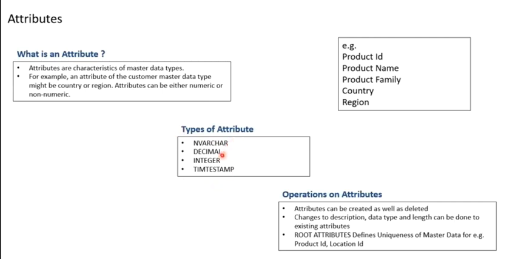So based on those numeric and non-numeric information, different types are there. What kind of information can I save? I can save alphanumeric, decimal, integer, or timestamp as well. So these are the kinds of information we can save. These are just normal examples of attributes. It can be product ID, name, family, or country, region. Similarly, if I talk about location: location ID, name, location description, right?